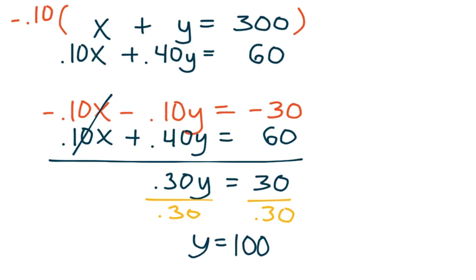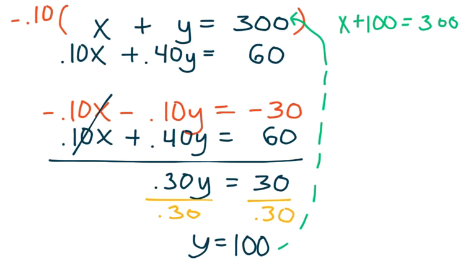And if we find x, probably a nice place to plug back in to find x would be our original first equation. This one said that x plus y is 300. So now I can say that x plus 100, our new value for y, what we just solved for, is equal to 300. So subtracting 100 from both sides shows us that x is equal to 200.